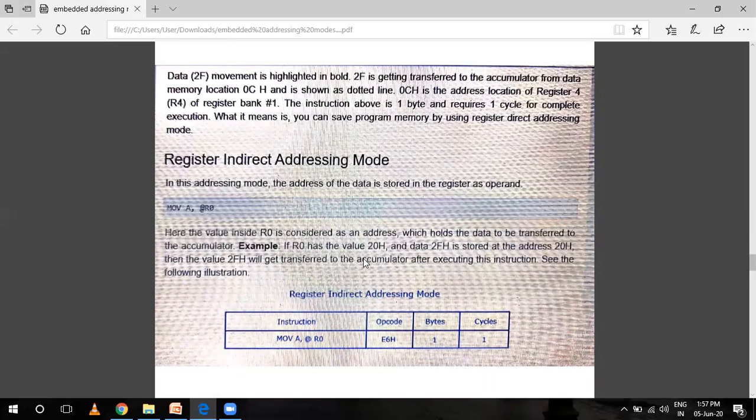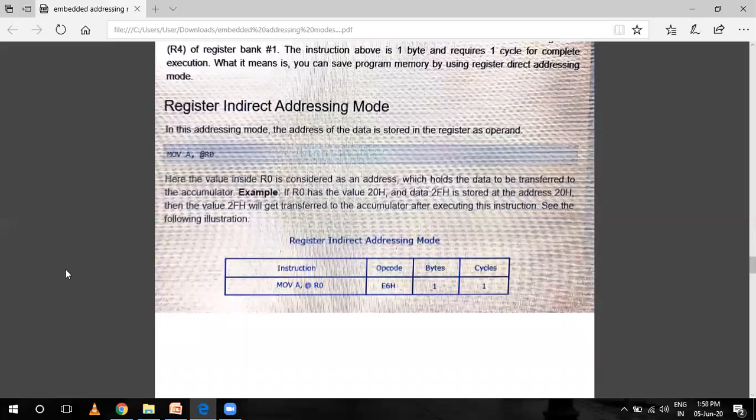Now come to the register indirect addressing mode. In this mode, the address of the data is stored in the register as an operand, and hence the value inside R0 is considered as an address, because it is MOV A, @R0. So R0 is considered as an address, which holds the data to be transferred to the accumulator. For example, suppose R0 has a value of 20H, and the data 2FH is stored at location 20H. So the value 2F will be transferred to the accumulator after executing this instruction.